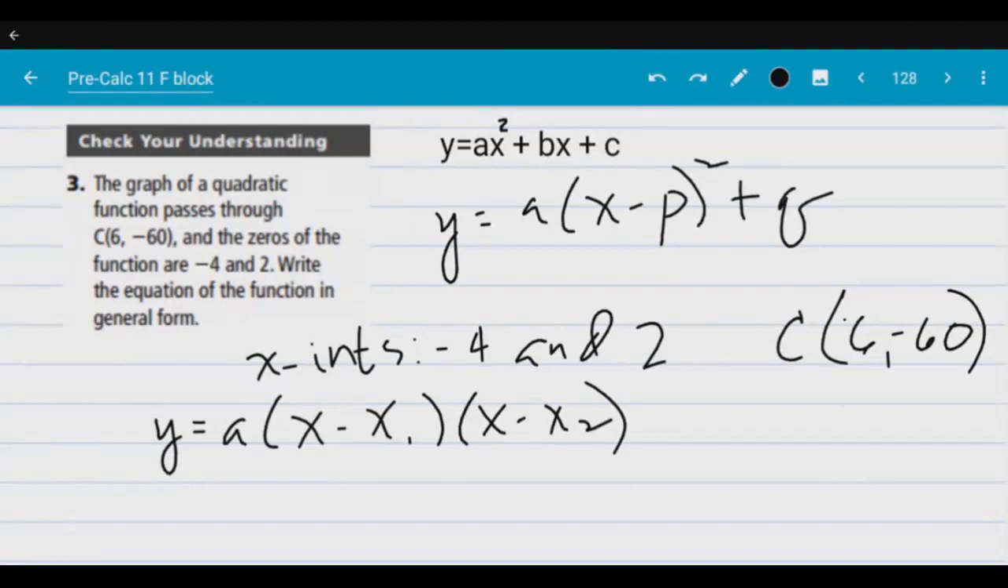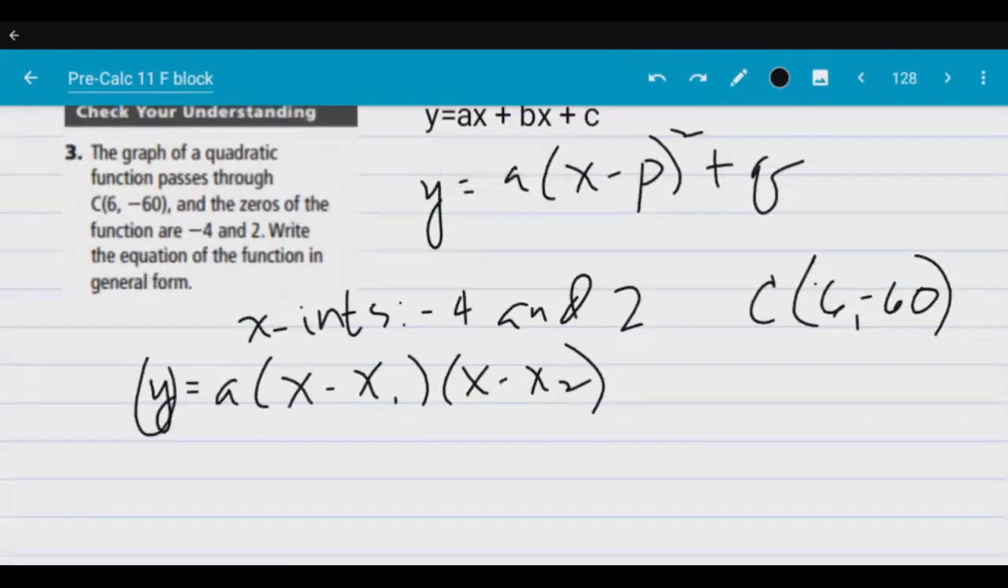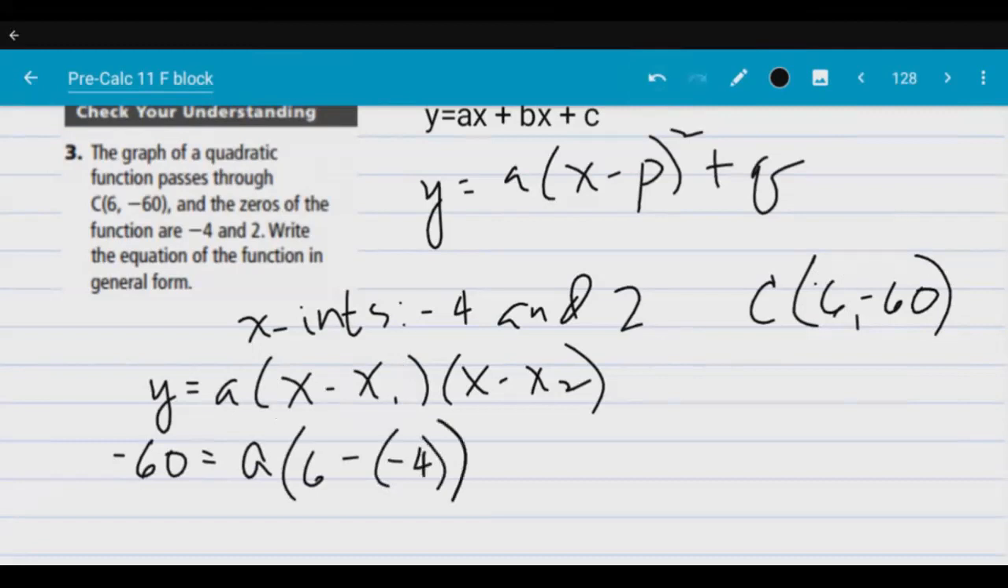So let's try that. This y value would be the y value in the point that you're given, -60. What is the a value? We don't know that. What is this x value? We can use the x value in the point that is on the graph. What is my x1? One of the x-intercepts, -4. What is this x value? Let's use the x value in the point that is given. What is x2? The other x-intercept. Are you okay so far?